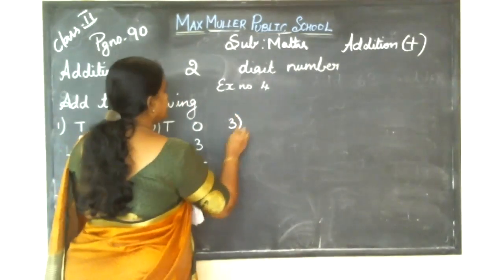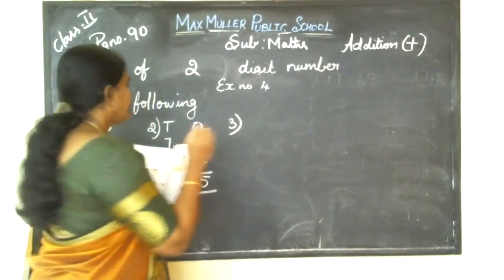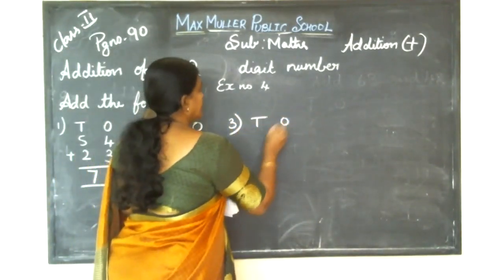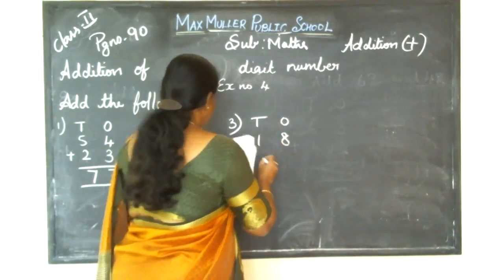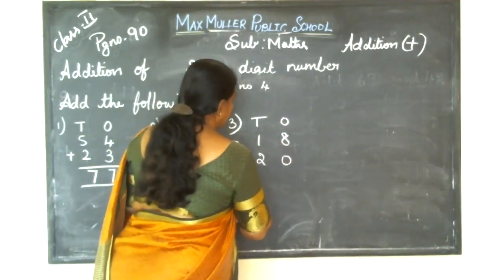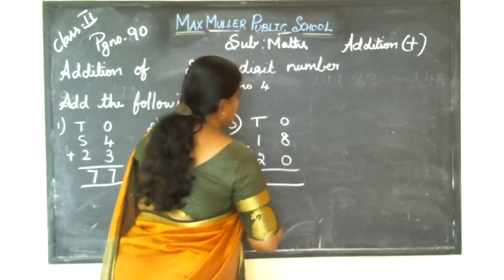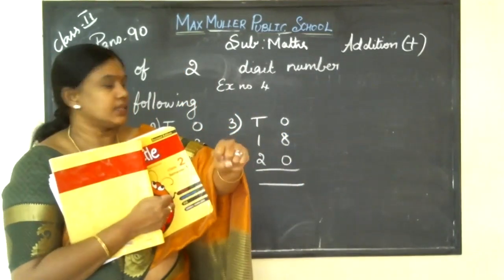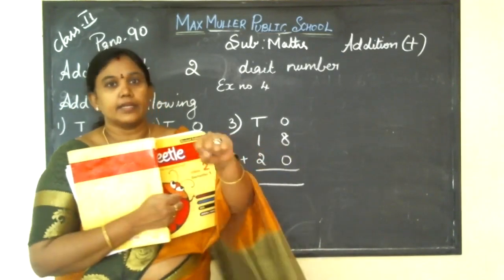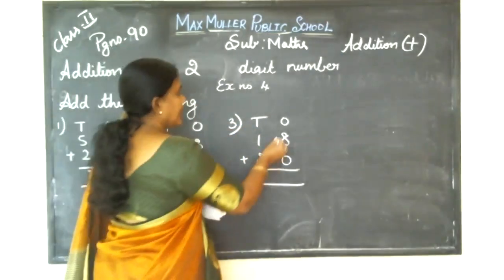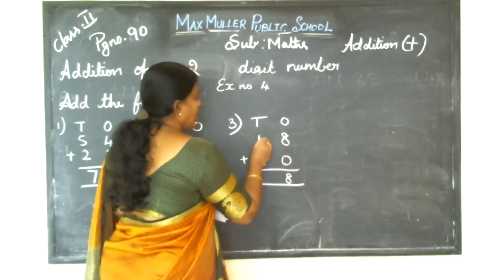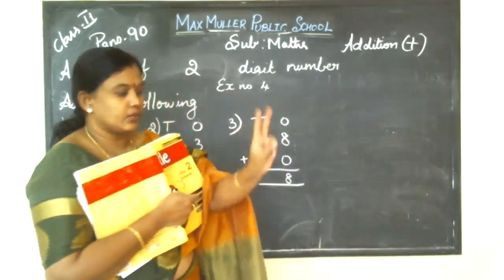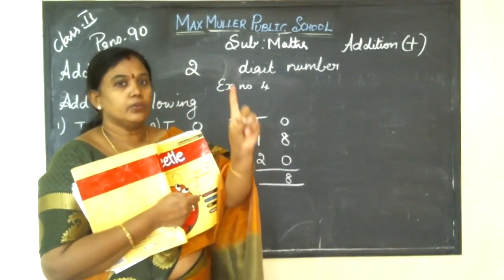Third one. Tens, ones. 18 plus 20. See, 8 in the mind, 0 on the finger. 0 is there, children. 8 plus 0, what will you get? 8 will come. 8 plus 0 is 8. 1 plus 2, 1 in the mind, 2 on my finger. After 1: 2, 3.